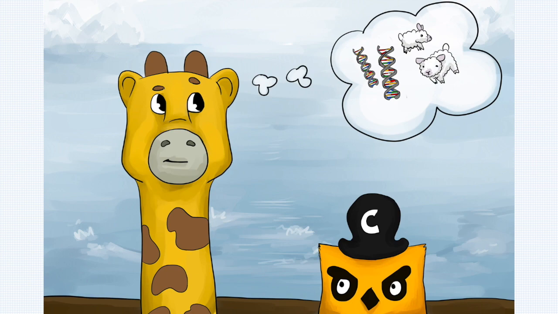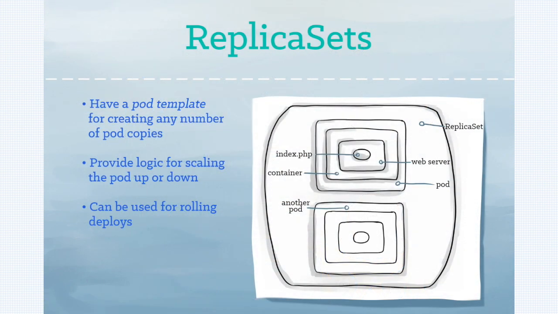Fippy had some unusual interests. She was really into genetics and sheep. And so she asked the captain, "What if I wanted to clone myself? On demand, any number of times." "Well, that's easy," said the captain, and he introduced her to the replica sets.